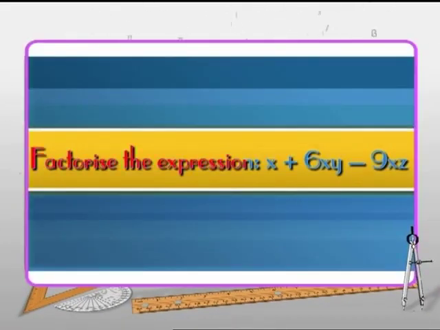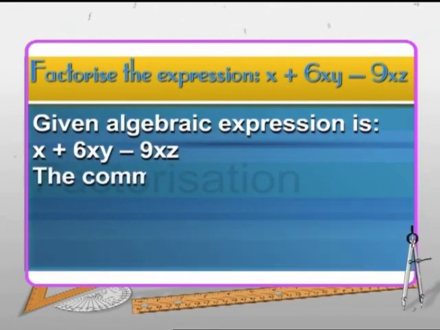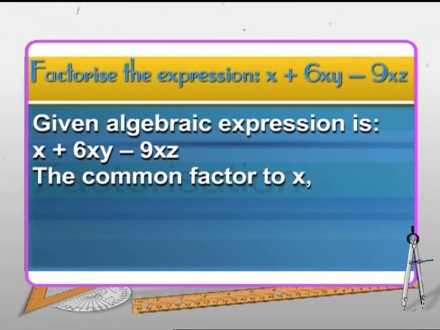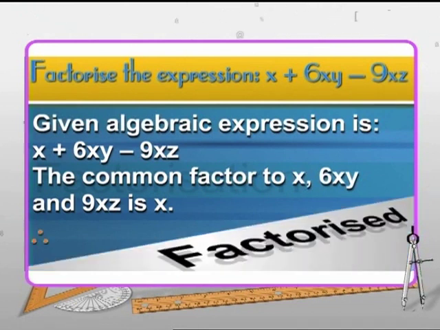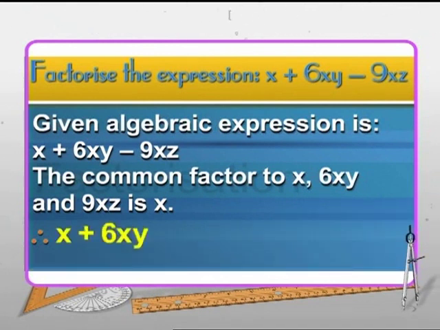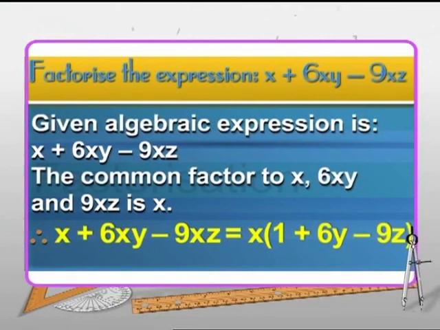Let's factorize the expression x plus 6xy minus 9xz. Let's check out for the common factors. Here, the common factor to the three terms x, 6xy and 9xz is x. Therefore, the expression can be factorized by taking out x common. So, x plus 6xy minus 9xz is equal to x multiplied by 1 plus 6y minus 9z the whole.